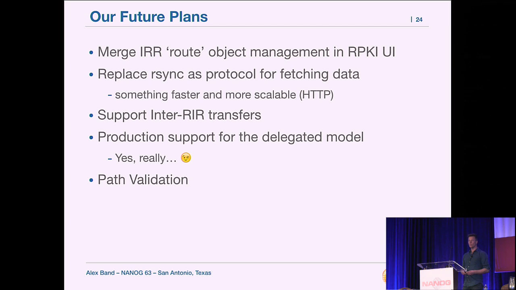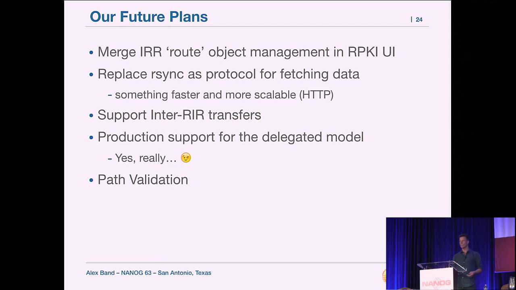The desire to do more transfers, there's already an inter-RIR transfer agreement between the RIPE region and the APNIC region. Ultimately, the expectation is that this will happen for the RIPE NCC region as well. And then lastly, there's path validation.